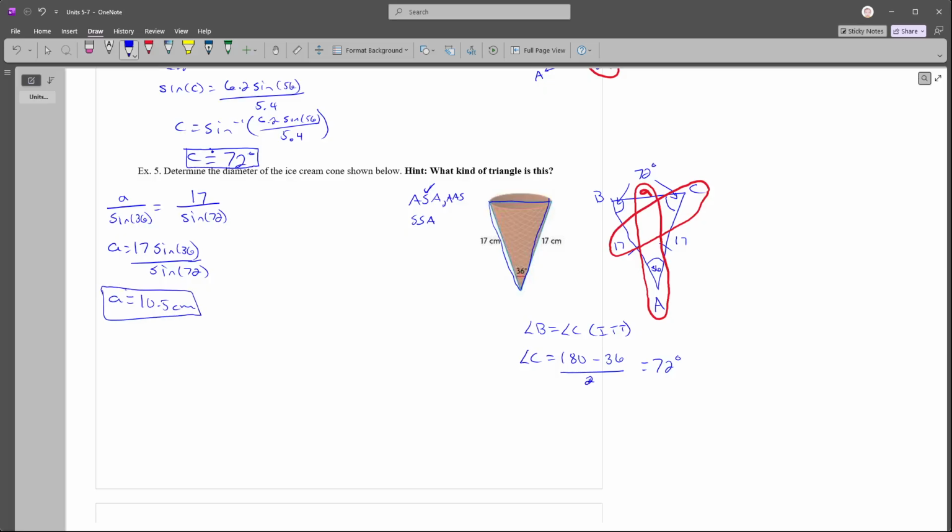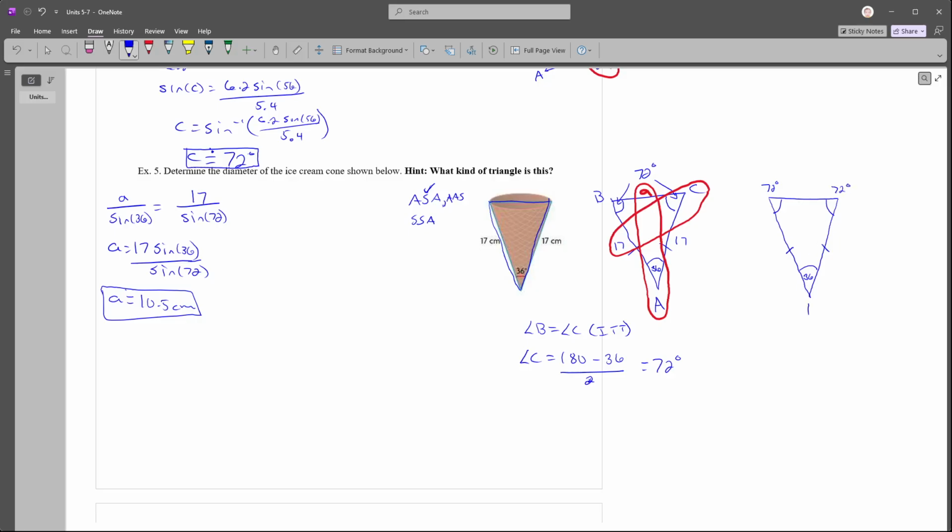Now, I did say that there was another way. Imagine for a second that I redraw this triangle one more time. There's our diameter. Now, we know that that angle is 36 degrees. We know that it's an isosceles triangle. We know that each angle over here is 72, right? 72 degrees and 72 degrees.